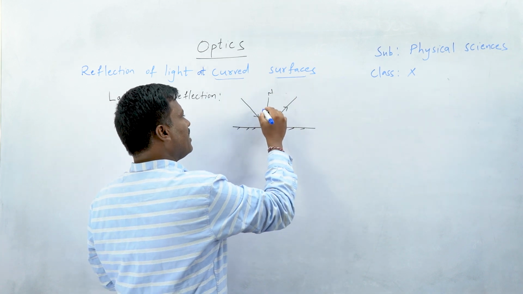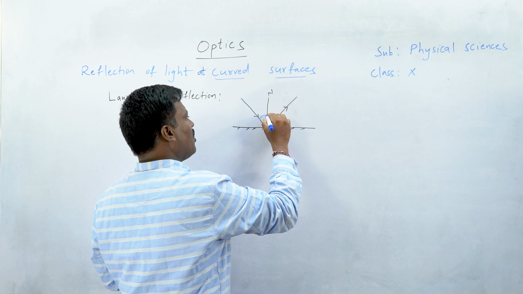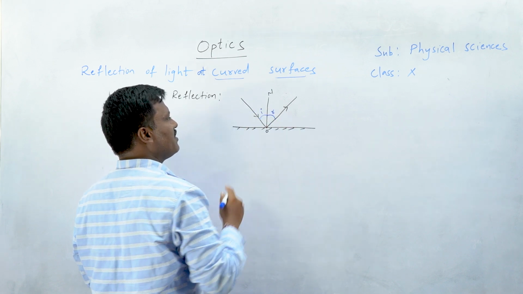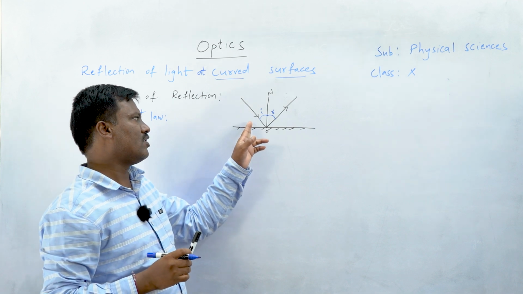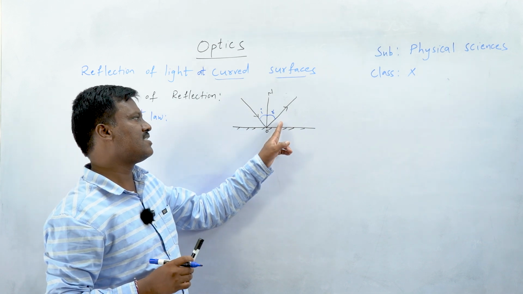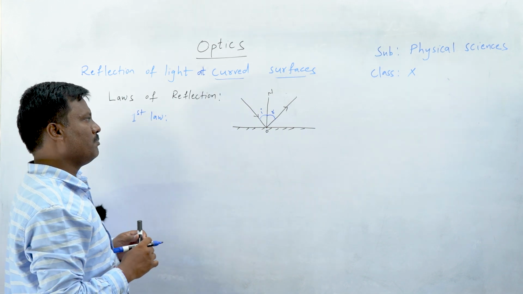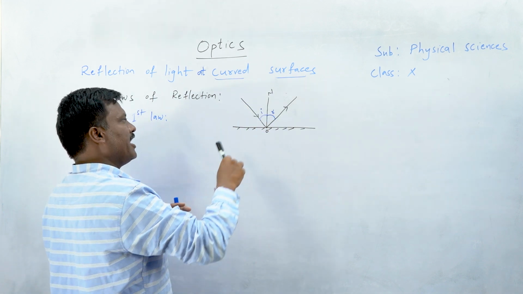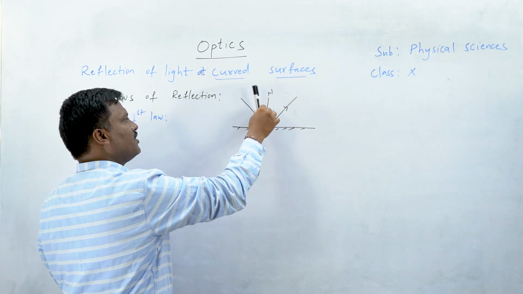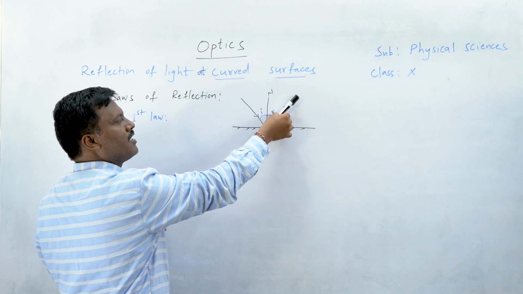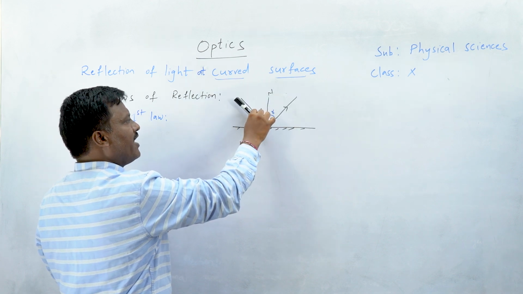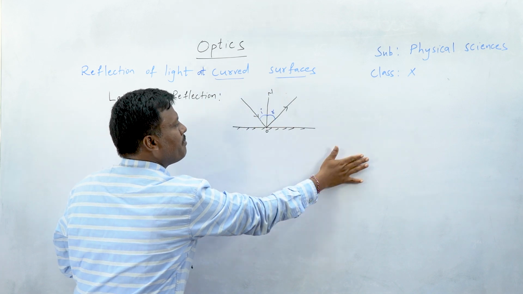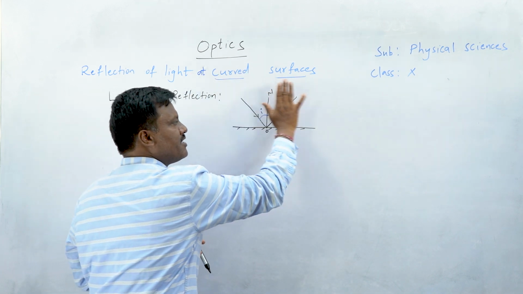The angle between the incident ray and normal is called angle of incidence. The angle between normal and reflected ray is called angle of reflection. The other angles, glancing angle of incidence and glancing angle of reflection, we have also discussed, but now I focus on these two angles. First, this is the incident ray, this is normal, this is the reflected ray. These three, incident ray, normal and reflected ray, lie in the same plane.